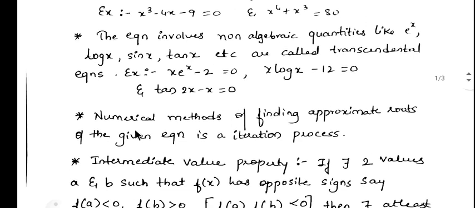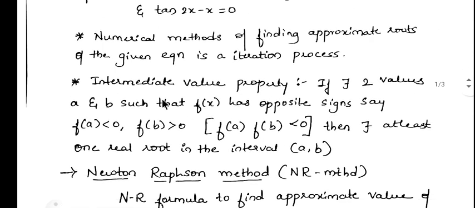Now we'll move on to the next concept, that is numerical methods of finding approximate roots of the given equation. It is an iteration process. We are finding the approximate roots for the given equation, and that is called the iteration process. Now what do you mean by the intermediate value property?